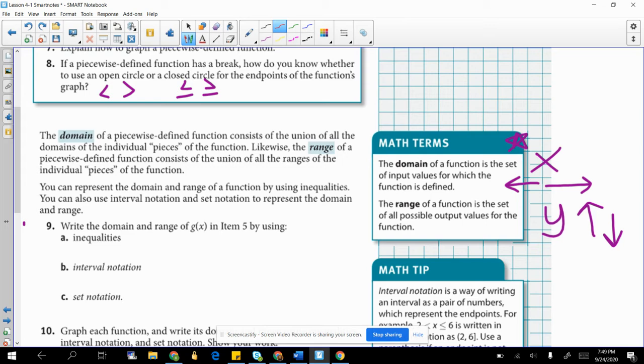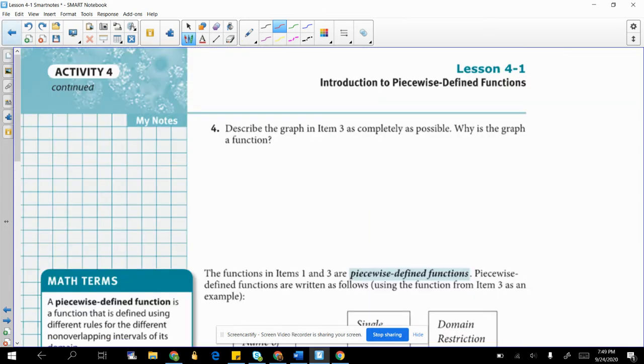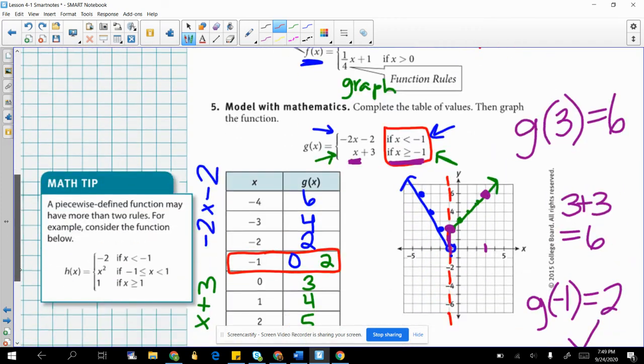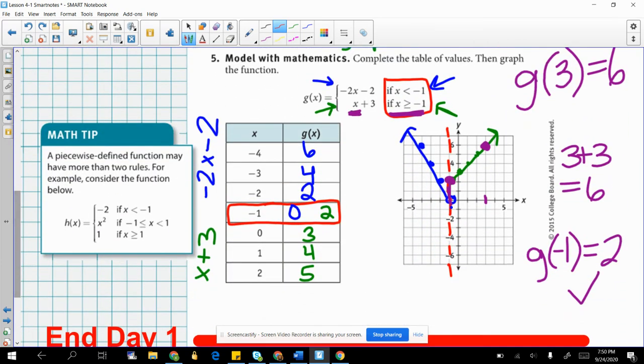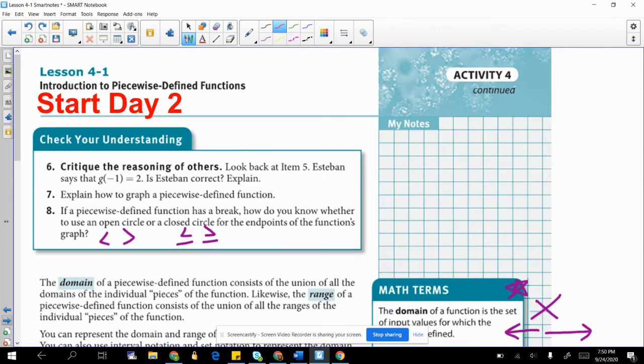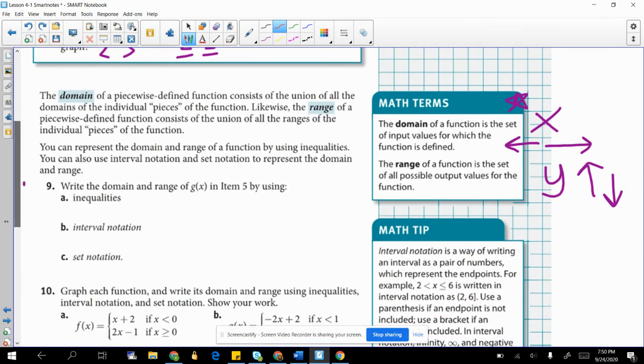Number 9 is asking us to refer back to item 5, the graph we did last time. So first, let's talk about the domain. The domain is your x values. So how far left and right can this graph go? Well, because we have these arrows pointing in each direction, I know that the graph can go on forever to the left and it can go on forever to the right. So your domain should be all real numbers, or from negative infinity to positive infinity.